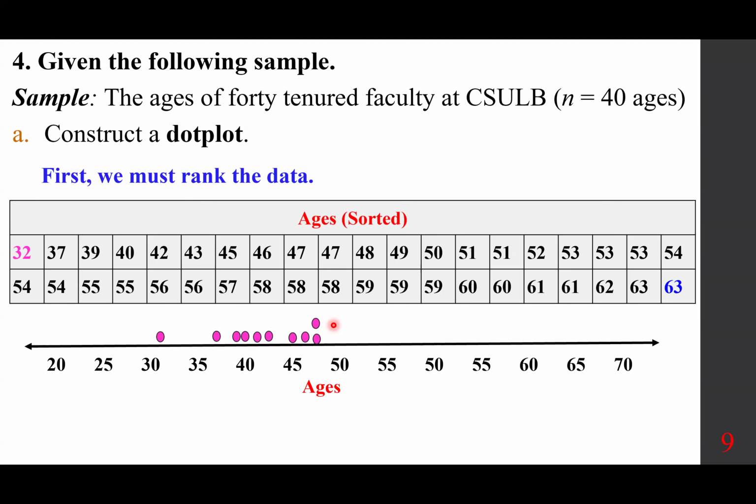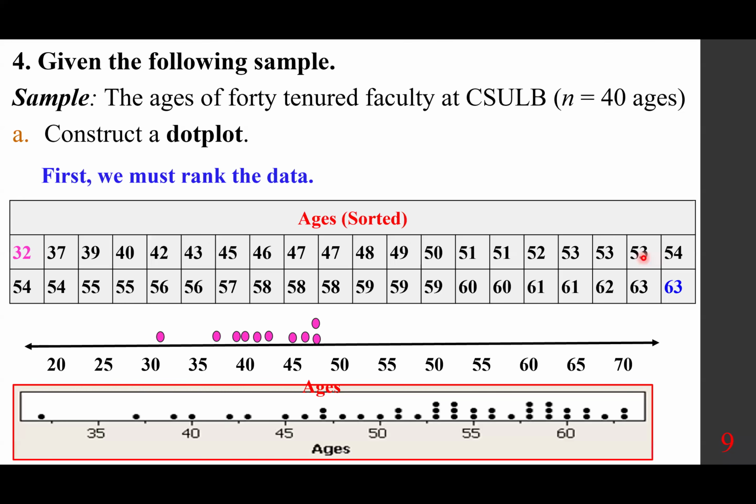So if we go from 32 to 46, we only need one dot for each spot. When we hit 47, we need two. We continue and we notice, for example, for 53, we need one, two, three. So that's exactly what we come up with as the answer, looking like that. One dot for each one. So when a number repeats, you just stack up the dots. That's all.